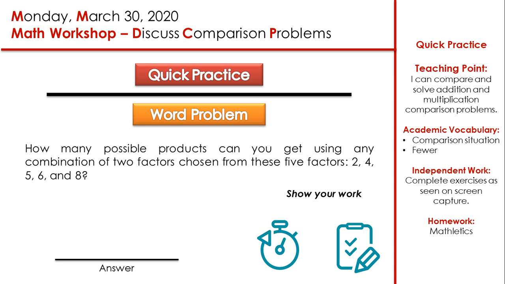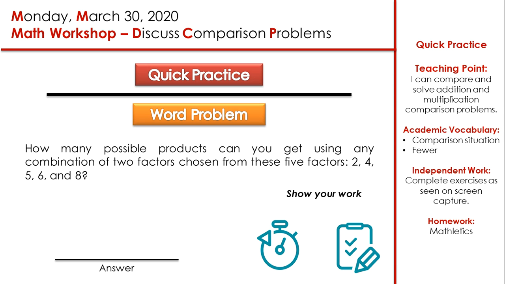We have another situation where we're given different factors. So let's read it. How many possible products can you get using any combination of two factors chosen from these five factors? You got 2, 4, 5, 6, and 8. So how many possible combinations?